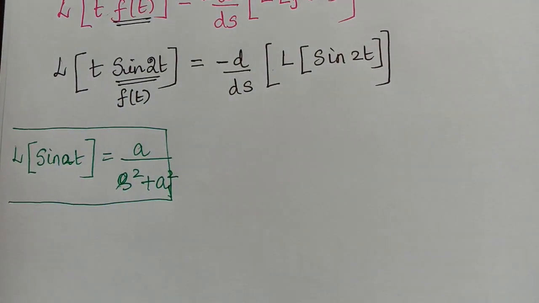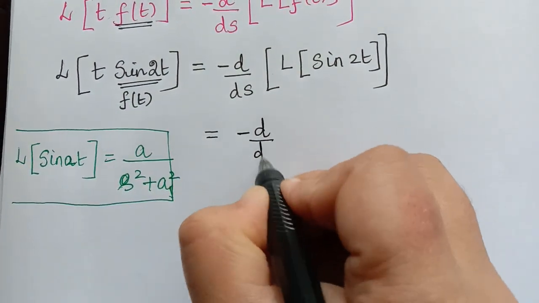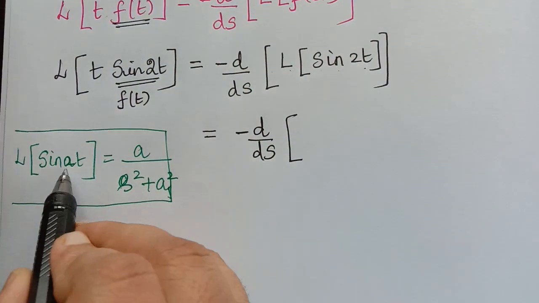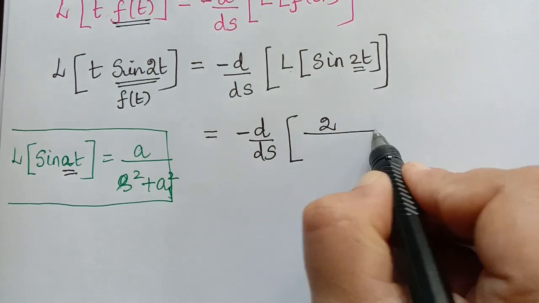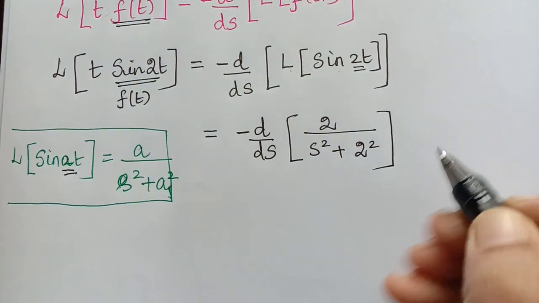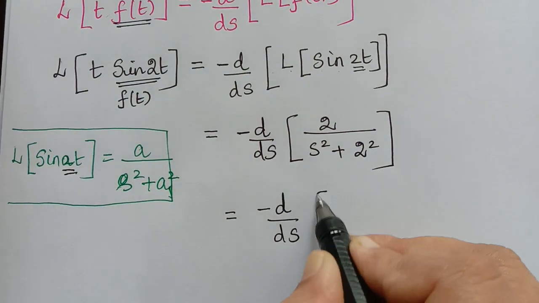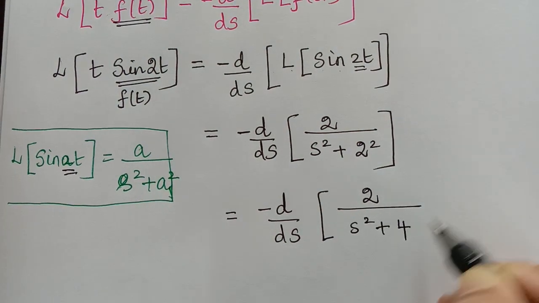When we apply this formula, this will be equal to negative d by ds of, what is the Laplace transform of sine 2t? In the place of a we are having 2. So it will be 2 divided by s square plus 2 square. Therefore that will be equal to negative d by ds of 2 divided by s square plus 4.